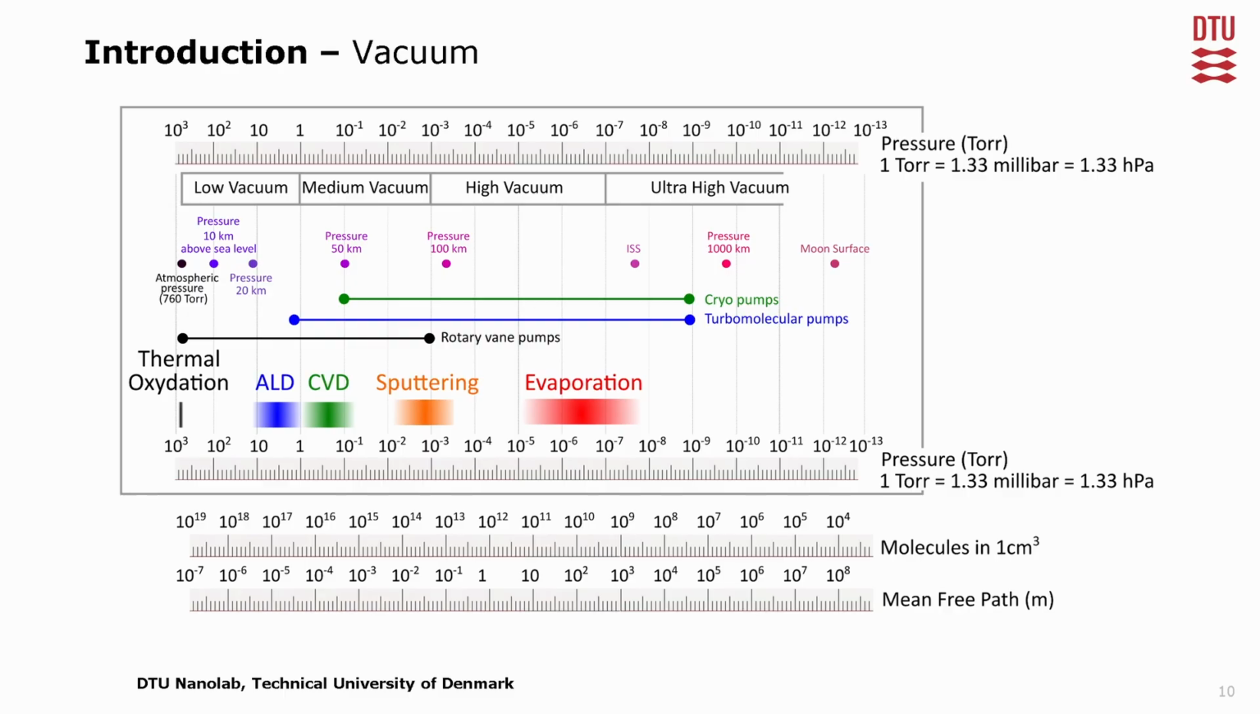Different deposition methods require different pressure levels. For chemical or atomic layer deposition, you operate in a low vacuum regime and typically don't need advanced pumping equipment. However, for sputtering or evaporation methods, your chamber should be equipped with turbomolecular or cryogenic pumps. The image also provides information on vacuum levels, expected molecule density in 1 cubic centimeter, and the mean free path of particles at given pressures.